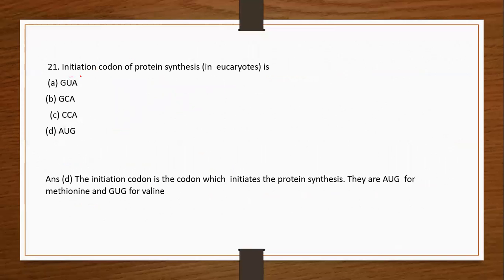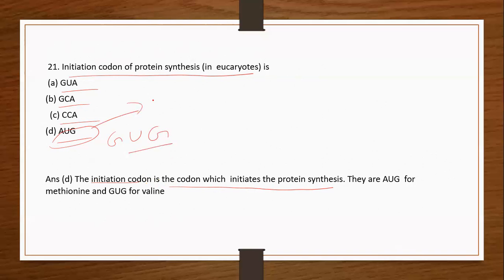Next question is, initiation codon of protein synthesis in eukaryote is GUG, GCA, CCA, and AUG. Now we know that initiation codon is the codon which initiates the process of protein synthesis. And we know that it is AUG and GUG. AUG codes for methionine, and GUG codes for amino acid valine. So D option is the correct answer.